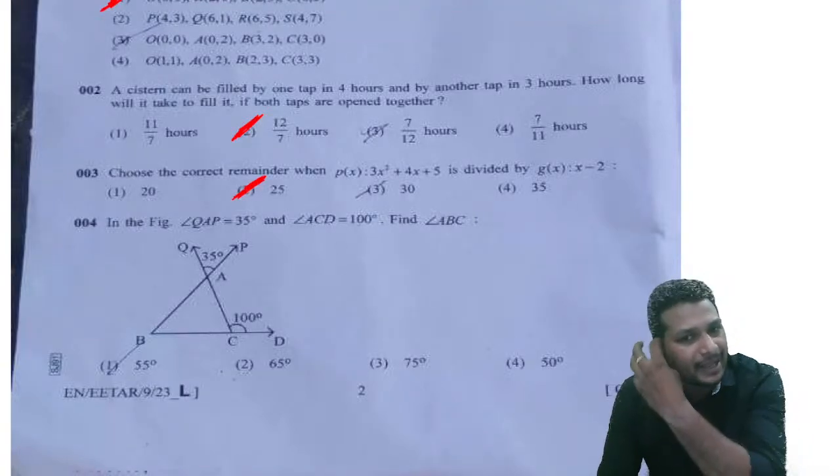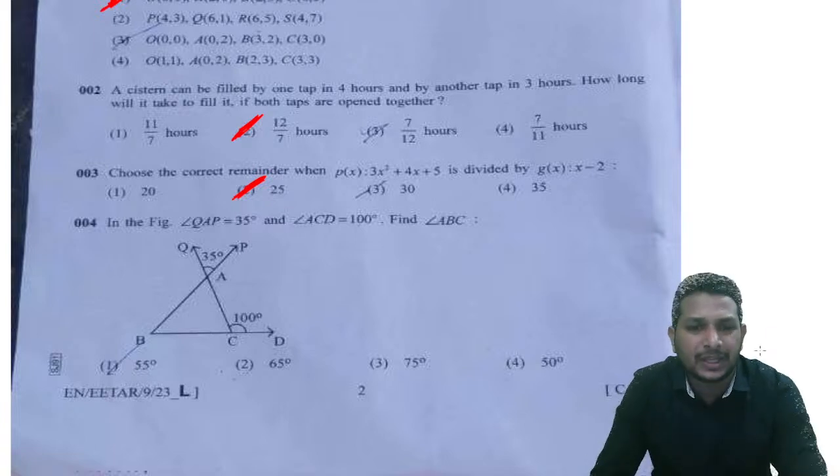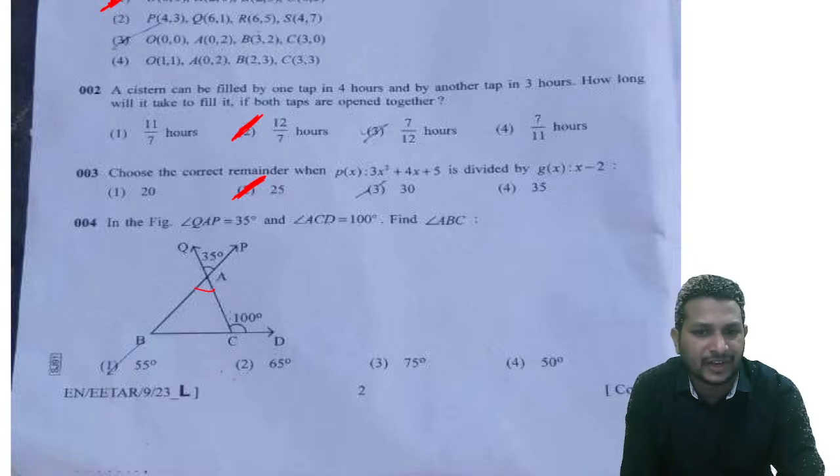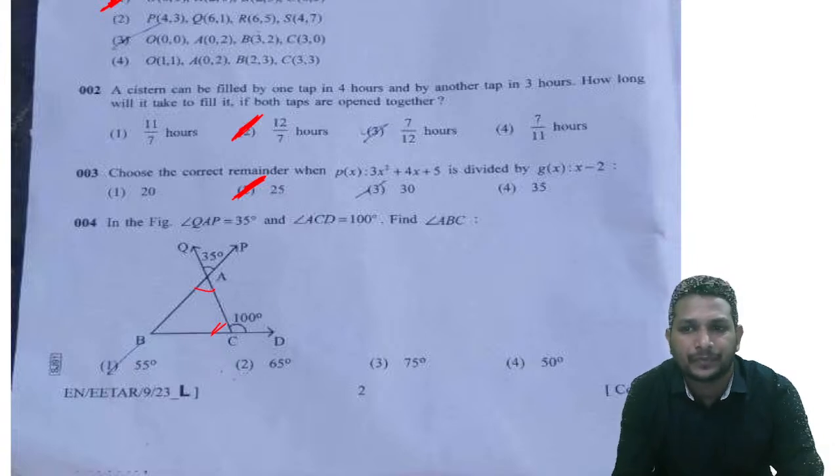they gave the diagram. They're asking to find angle ABC. If you observe the diagram carefully, as we know, the vertical opposite angles are always equal, right? So if that is 35, this is also 35. So that is 35 means the remaining part also 35. And this one, it's a straight angle. So that will be 80, right? So 35 and 80.